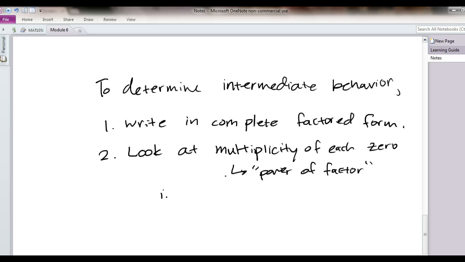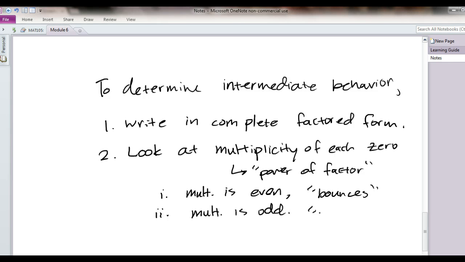And there's two things that can happen. If the multiplicity is even, the graph bounces off. And if the multiplicity is odd, it passes through.